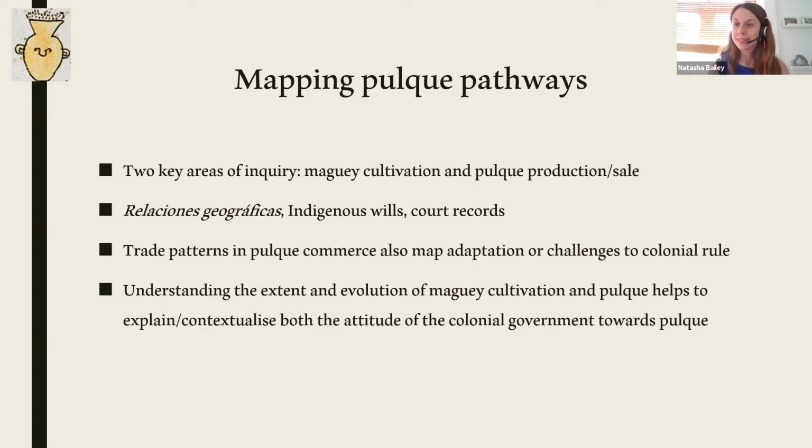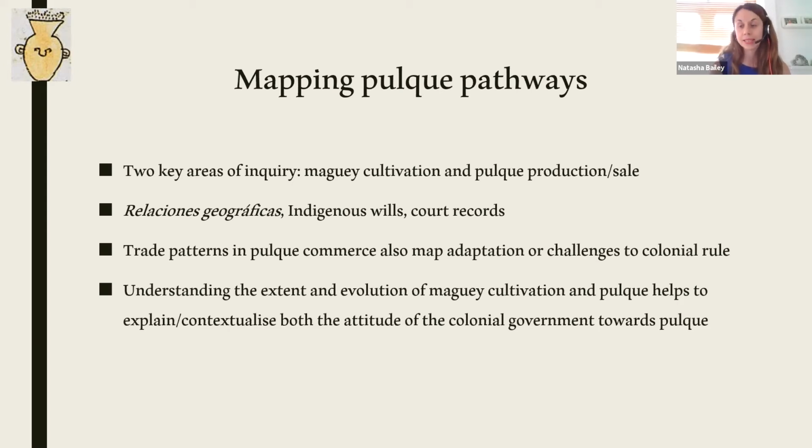I've done this by looking at two key areas that I'm interested in. There's cultivation of maguey plants, which generally indicates, if it's on a considerable scale, that there is a culture of pulque making in that particular area. And I focus on records of pulque production and sale. To do this, I've relied on three key areas of sources.